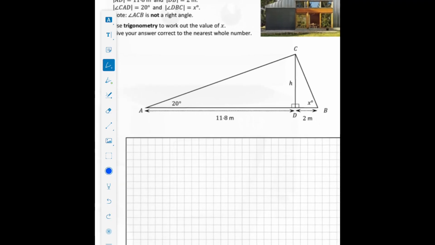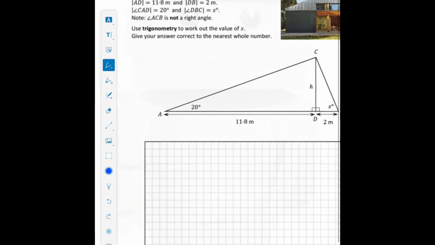So AD is 11.8 meters. So they already have that marked in down here. They say DB is 2. They also have that marked in. CAD, so to find the angle CAD, you trace out from C to A to D. So it's that angle in there, which they've marked in as 20. And then the angle DBC, this angle here, is X. Okay, use trigonometry to work out the value of X.